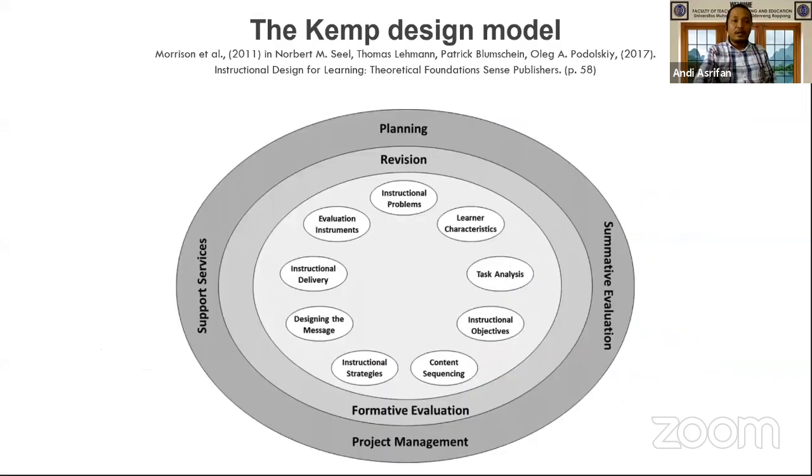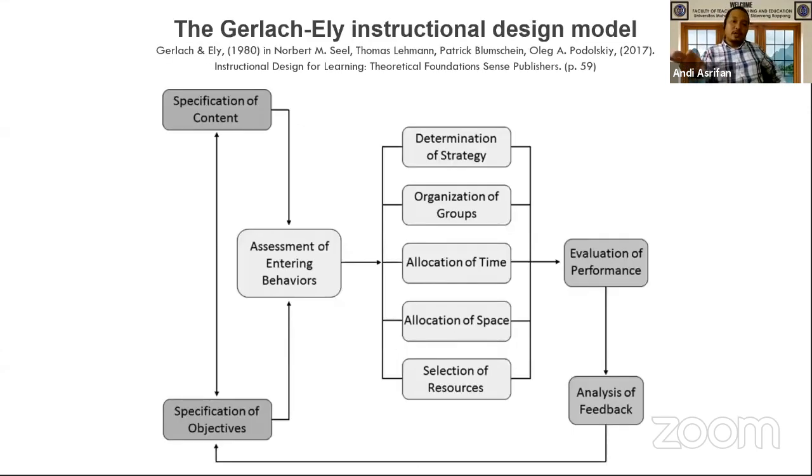And then the next model is the Kemp design model, where first here we have planning, and then revision, and then we do the formative evaluation, and then also the summative evaluation, where we cover the instructional problem, the learner characteristic, task analysis, instructional objective, content sequencing, instructional strategy, designing the message, instructional delivery, and evaluation instrument.